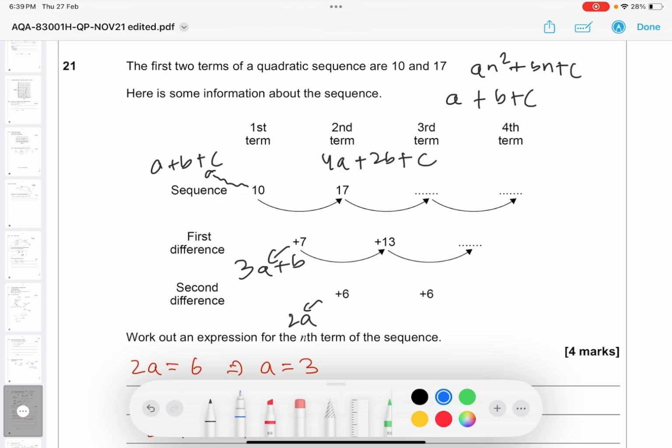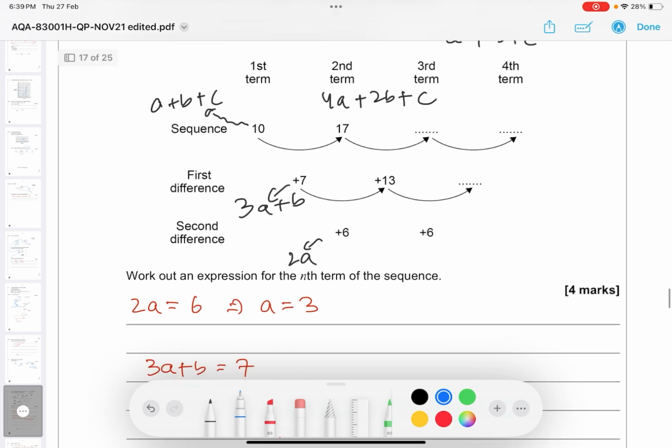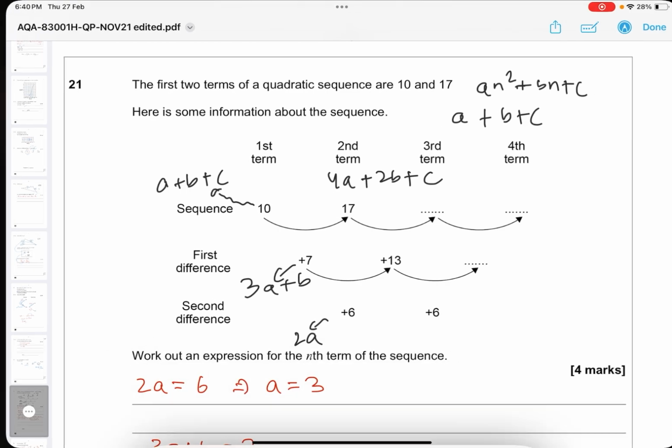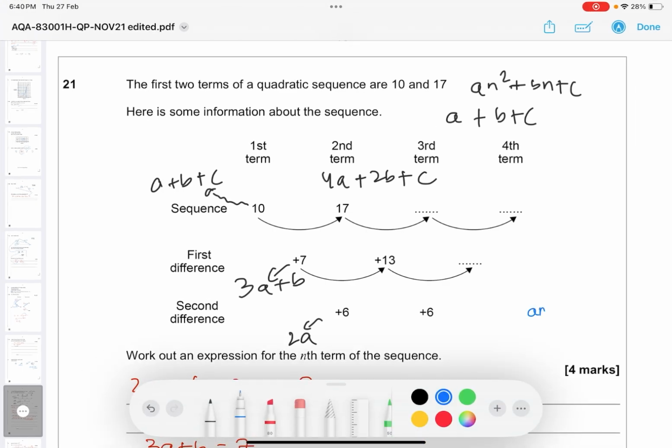The first two terms of a quadratic sequence are 10 and 17. Here is some information about the sequence. Work out an expression for the nth term of the sequence. So if this is a quadratic sequence, the general form of a quadratic sequence is an squared plus bn plus c. This is the first position, so the value of n over here is 1. The value of n over here is 2. Value of n over here is 3. And the value of n over here is 4.